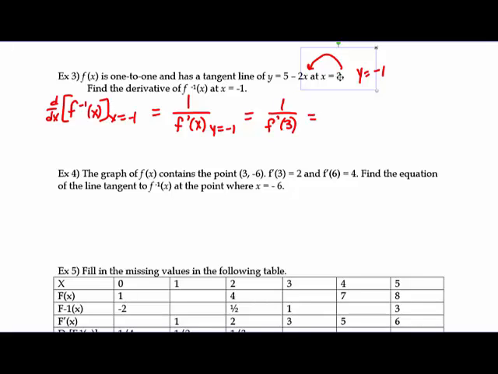So I need 1 over f prime of 3. Well, f prime of 3, wouldn't that have a lot to do with the tangent line? It would be the slope of the tangent line. So this is going to be 1 over -2, which is -1/2, and that's the derivative of the inverse.